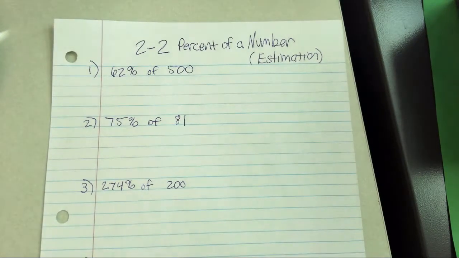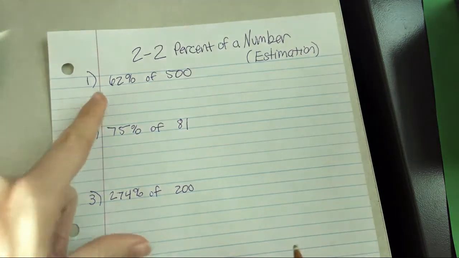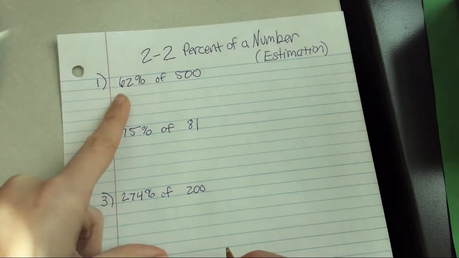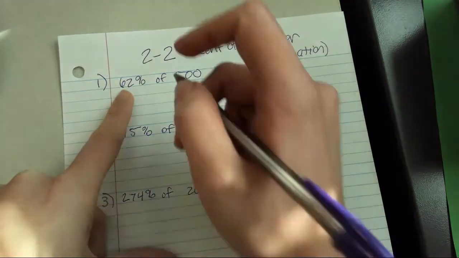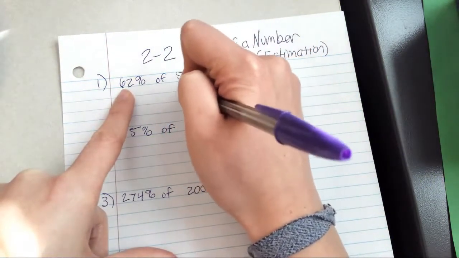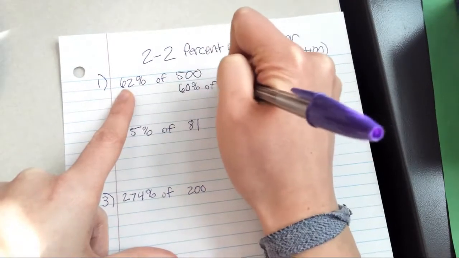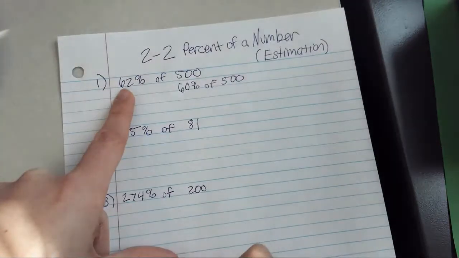Alright, so 2-2 is all about estimation. So we're still finding the percent of a number just like yesterday, but estimating is really where you're changing the numbers so that they're easier to work with, so that potentially you can do this without a calculator. Okay, so 62% of 500, I would probably change that to 60%. That's going to make it easier to work with. So I want to do 60% of 500.